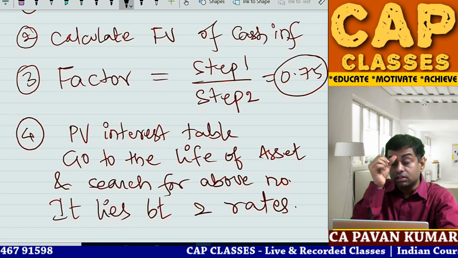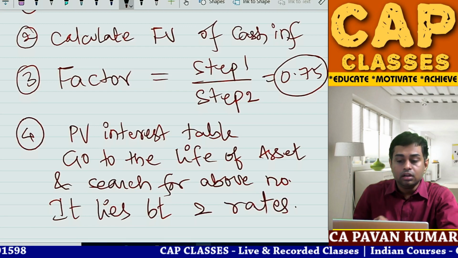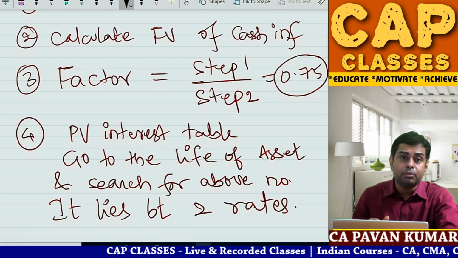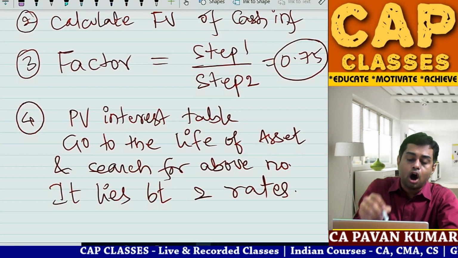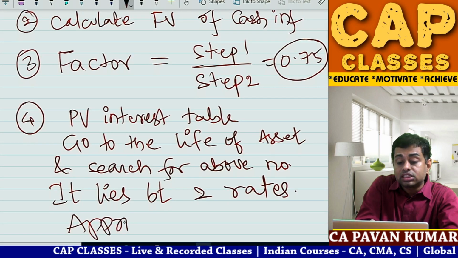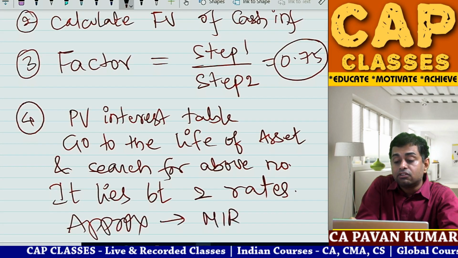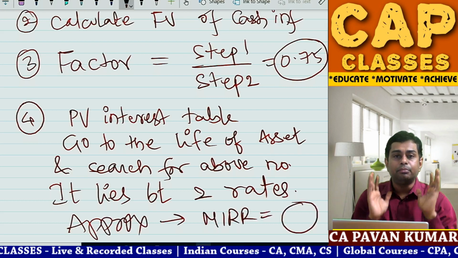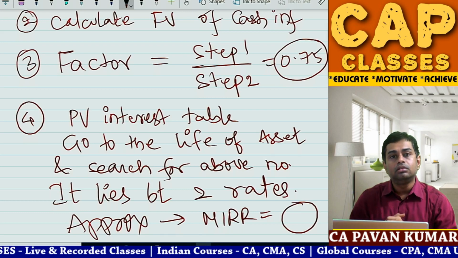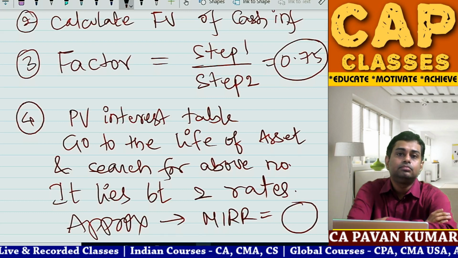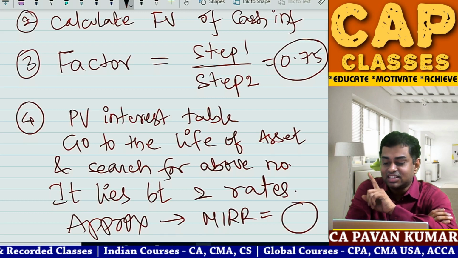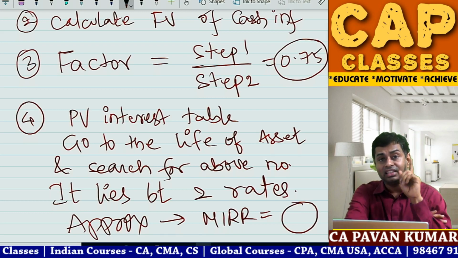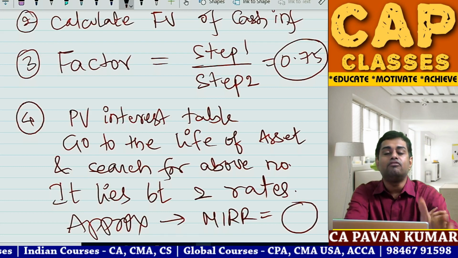You can do interpolation. You remember IRR interpolation formula? Lower rate plus NPV at lower rate divided by difference between NPVs into high rate minus low rate. Like that you can do interpolation. Or on approximation you can write MIRR is equal to so and so. Simple thing. It is lying between, say for example 14% and 15%. You will say MIRR is 14.5. Sir, will they give marks? First, they might not ask this question. Second, if they ask this question, if you do it like this, 100% they will give marks.